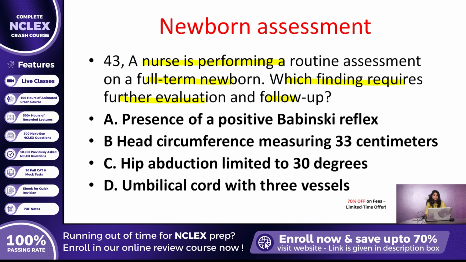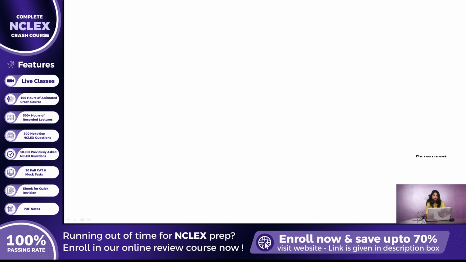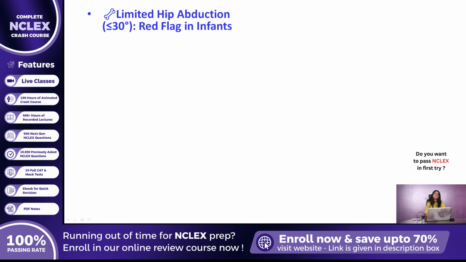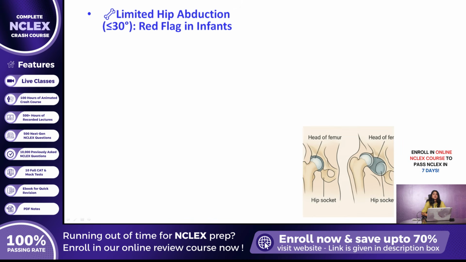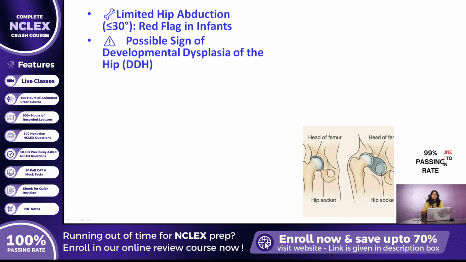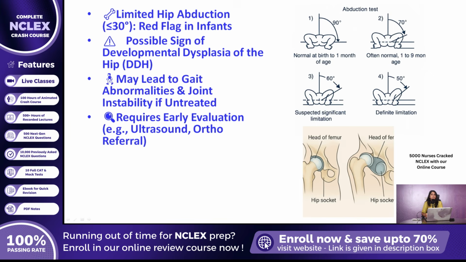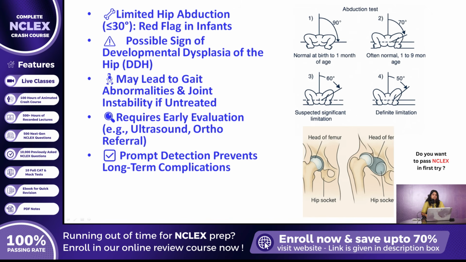The correct answer is option C. Hip abduction limited to 30 degrees. This finding is not considered normal and may suggest developmental dysplasia of the hip, a condition where the hip joint is not properly formed. Limited abduction can be an early sign and, if left untreated, may lead to mobility problems, joint instability, or gait abnormalities. Early identification and referral for ultrasound or orthopedic evaluation are key to preventing long-term complications.